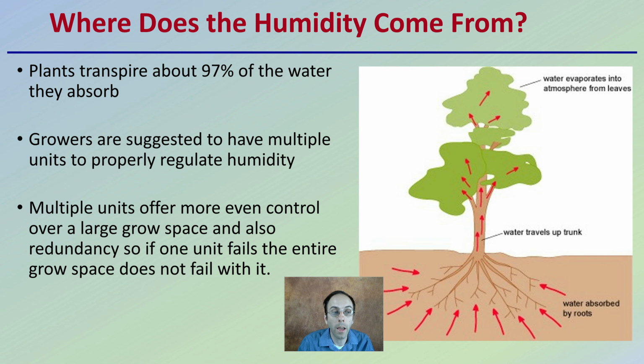Growers are advised to have multiple units to properly regulate the humidity. You don't want to just have one big unit in the corner. You want multiple units to ensure that there's an even distribution or control over the humidity in a growing room. Multiple units offer that more even control over a larger space, and also redundancy. If one unit was to fail, the entire grow space does not fail with it. You have that kind of backup in systems. Yes, others might be a little overworked, but at least you won't lose the entire crop.